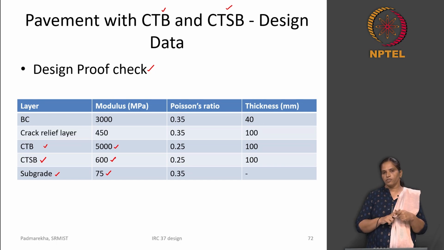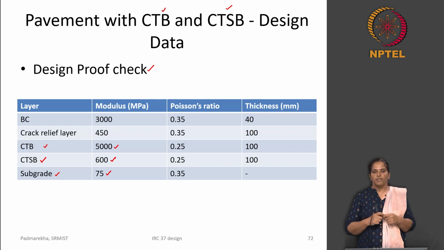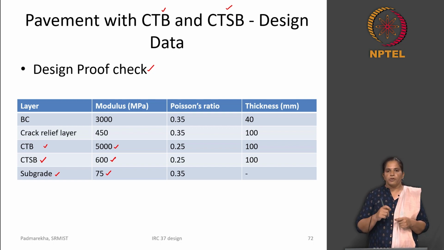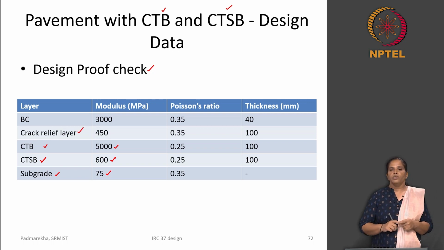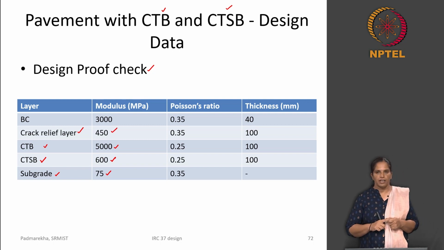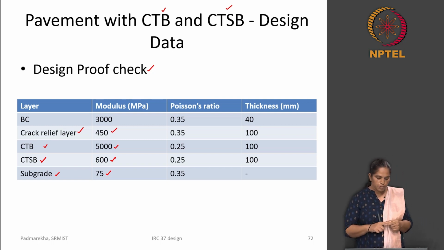There can be two types of crack relief layer. One is a granular crack relief layer, or a stress absorbent member interface, which is a bituminous mastic prepared using a modified binder, and the typical thickness will be about 25 millimeter. If you provide a stress absorbent member interface, that is considered a non-structural layer. Here we will use a granular layer as the crack relief layer. The modulus value to be used for the granular layer is 450 megapascal. We will stick to the IRC specification here.